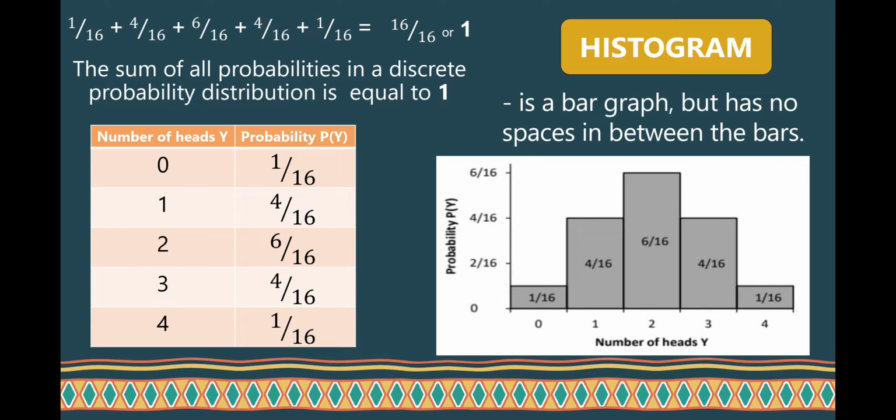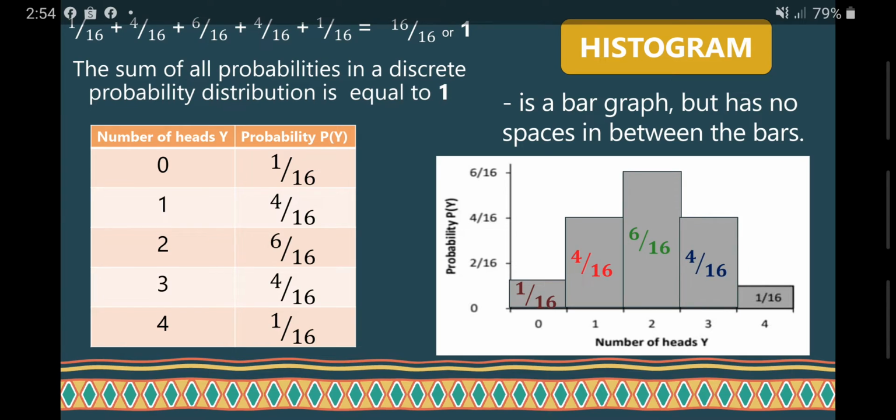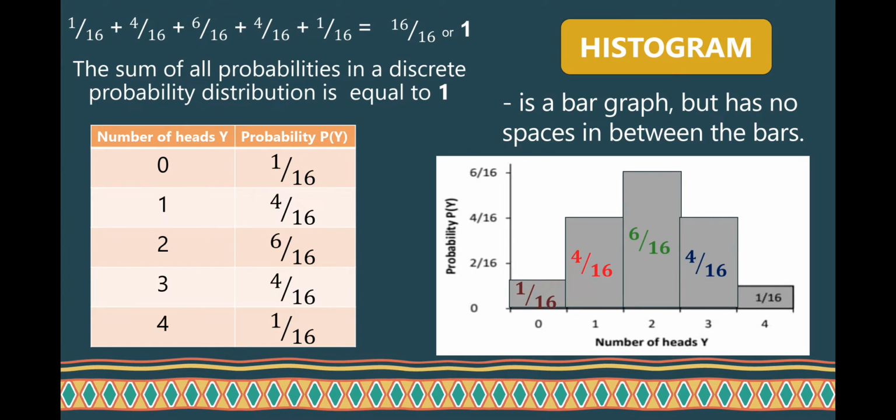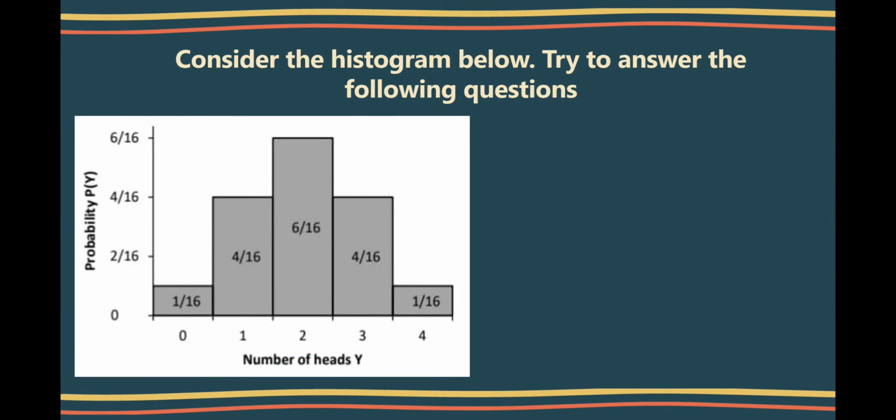The probability of getting 0 heads is 1 over 16. In getting 1 head, that is 4 over 16. In getting 2 heads, that is 6 over 16. In getting 3 heads, we have 4 over 16. In getting 4 heads, that is 1 over 16. So from the histogram, we're going now to try to answer the following questions.